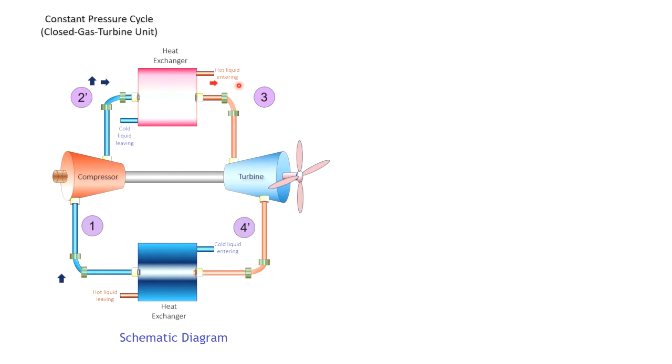Then the hot air enters the turbine. In the heater just now, it underwent constant pressure heating. In the turbine, it will undergo isentropic or adiabatic expansion.